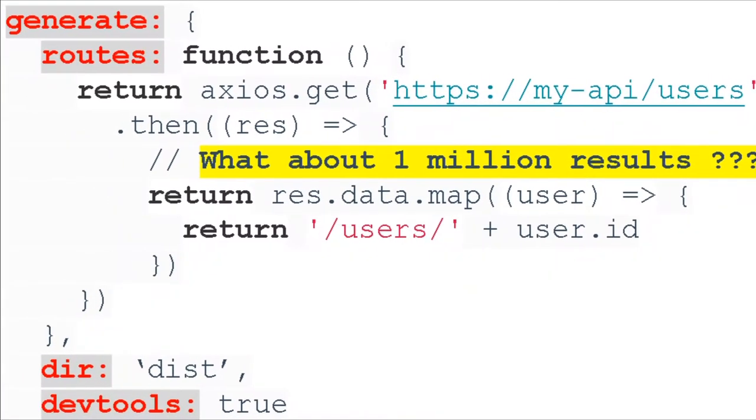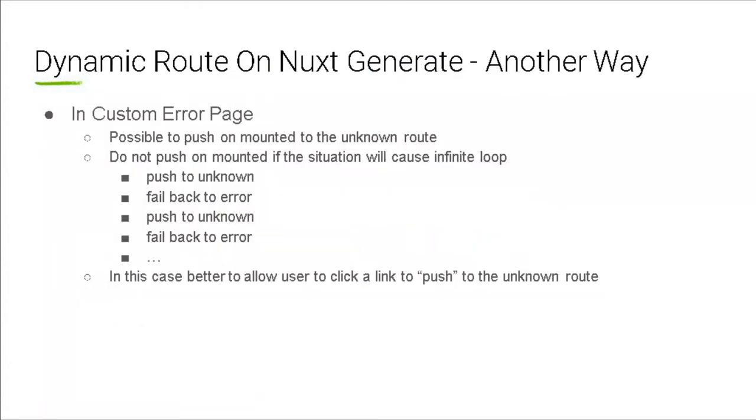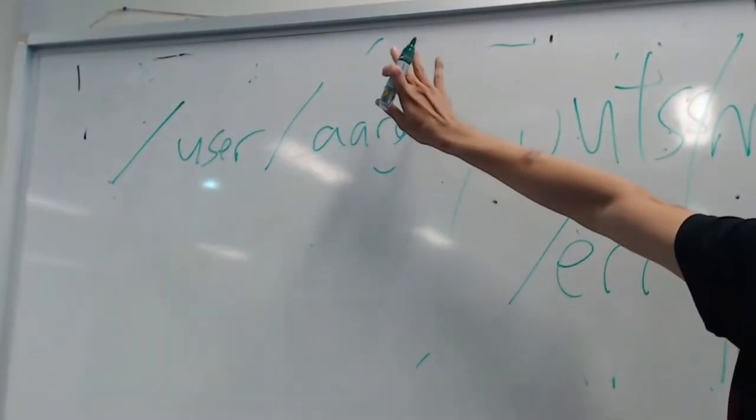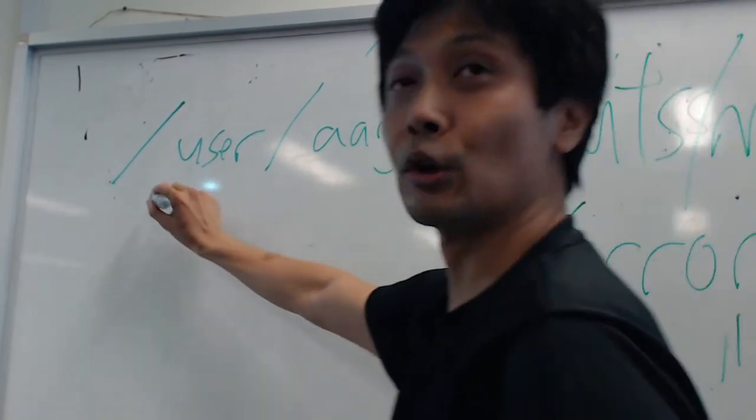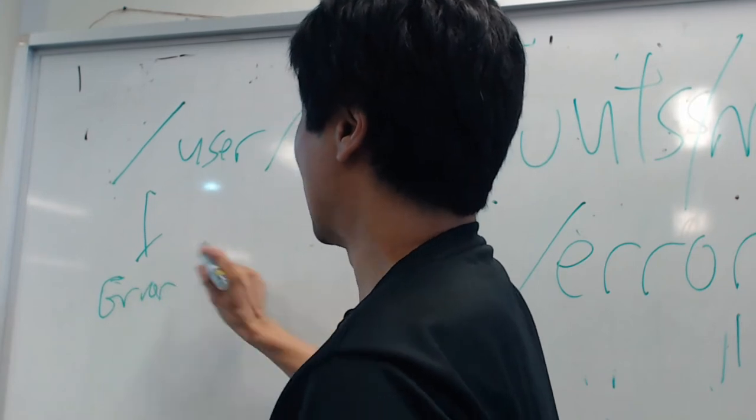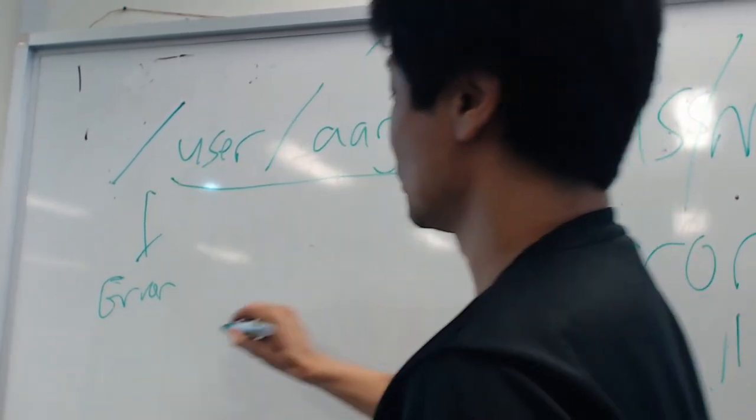So what you can do is, inside that custom error page, there's a few things you can do. You can allow the user to click a link to push to some other route that is known. Or during the mounting of the page, you can route the person to the URL that is 404. Let's say you have slash user slash, let's say Aaron. Because this page is not generated, since it is dynamic, it will go to the error page. And inside the error page, because you can have this information, you can do a push.